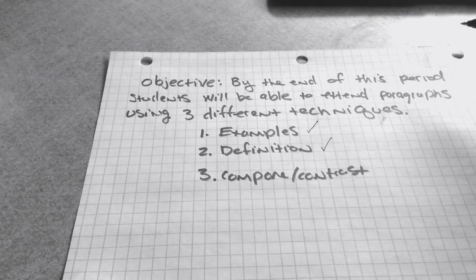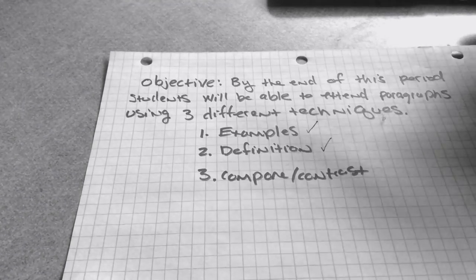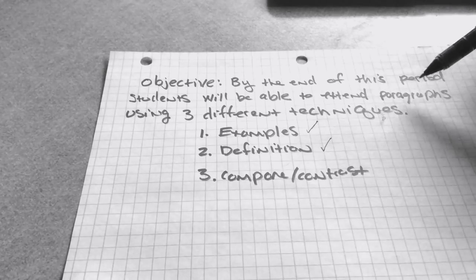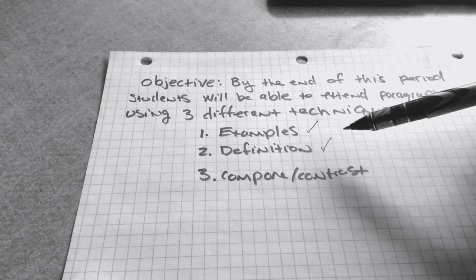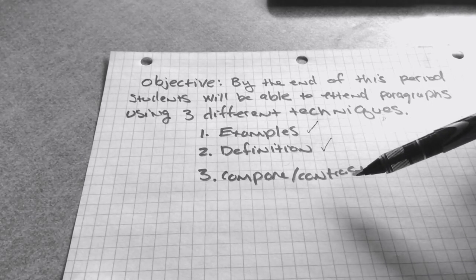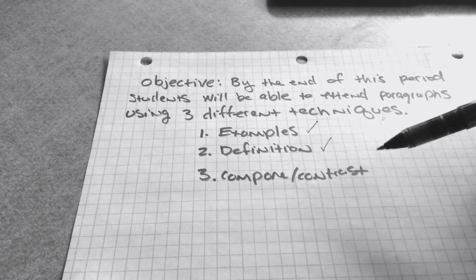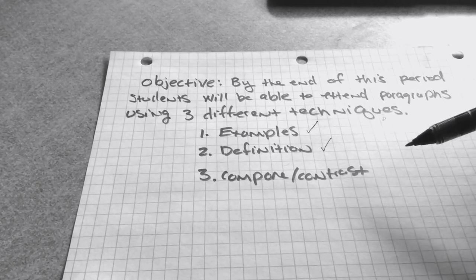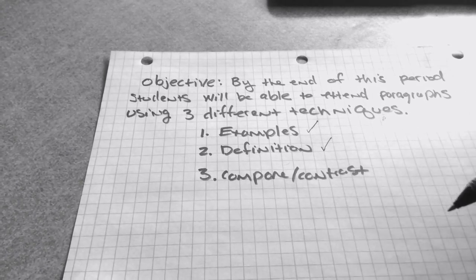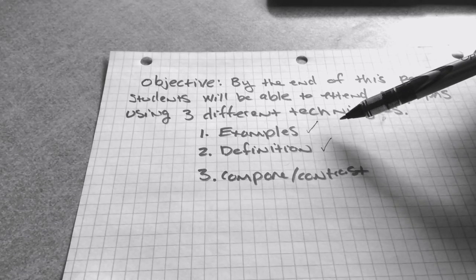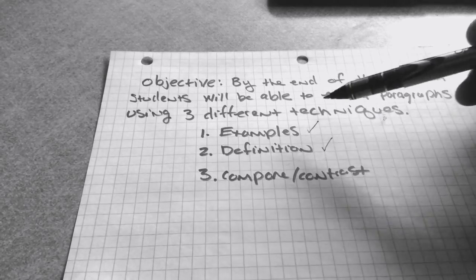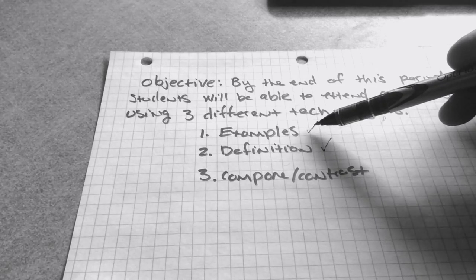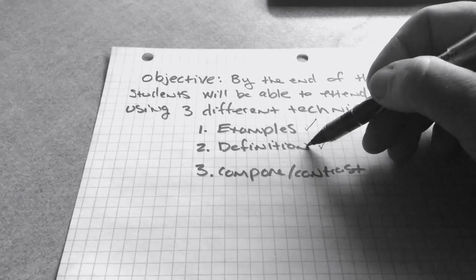Okay, so our objective for today is by the end of this period, students will be able to extend paragraphs using 3 different techniques. The techniques that we're working on are examples, definition, and then today, which will be a new one, I'm going to show you how to weave a compare and contrast technique into your paragraph for extension. Examples are pretty standard because most of the time when you're citing textual evidence or selecting quotes, you're looking for examples from the text. So that's something that we can use almost in conjunction with these two.